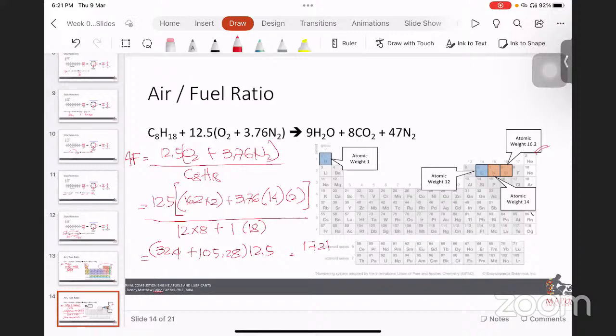1721 divided by sa baba ay 12 times 8 plus 18, 114. So, 1721 divided by 114 equals to 15.09. Round off na lang natin, 15.